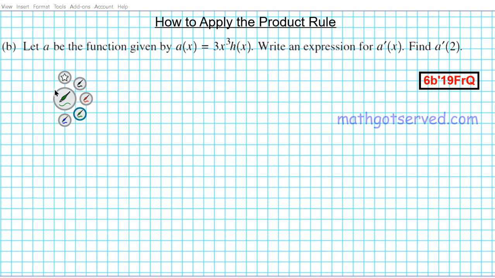Alrighty, let's take a look at question 6b. In question 6b, we're being assessed on how to apply the product rule. Alright, so it reads, let a be the function given by a of x equals 3x to the third times h of x. Write an expression for a prime of x and find a prime of 2.